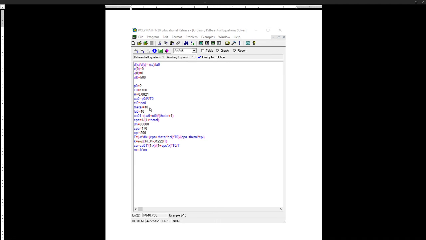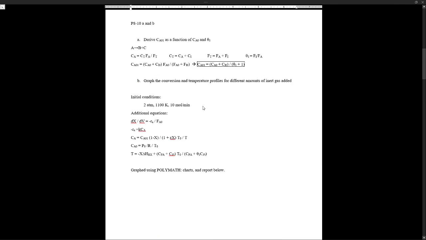The problem statement wants to see this when it's equal to 0, so it doesn't want any inert going in. It wants a moderate amount, which is this case, like I said, a 10 to 1 ratio. The other case I did was for a theta of 100, so we have way more inert coming in than we do of A. And then F_A0, that's given in the problem statement, that's 10. And then, of course, our equation that we derived in the beginning, and that is right here.